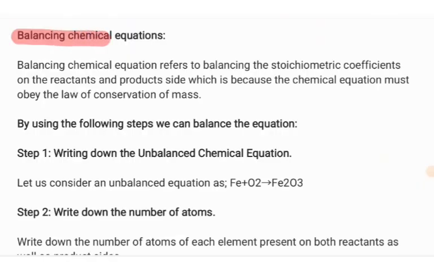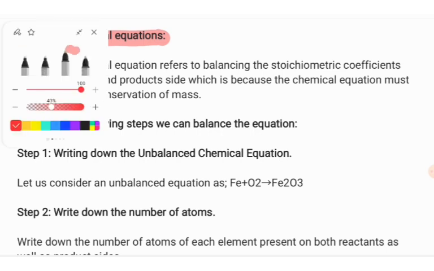We can balance the chemical equations. Here we are going to learn basically the balancing, meaning how we can follow the process of balancing the chemical equations. Let us see that one by one in detail.